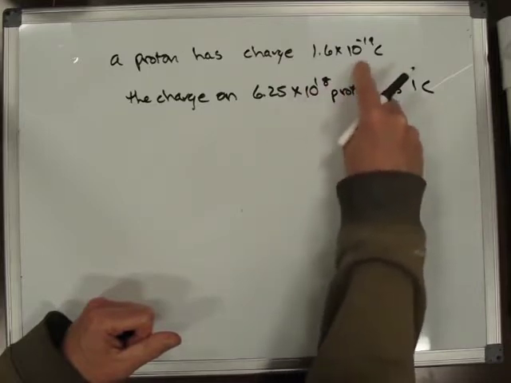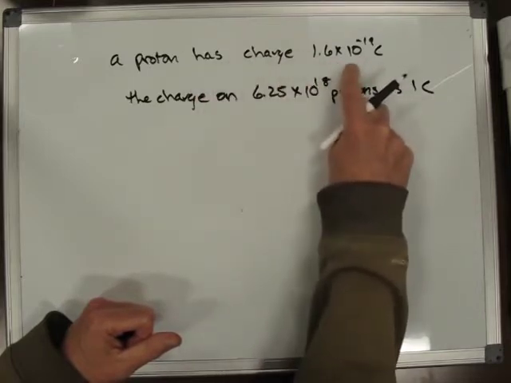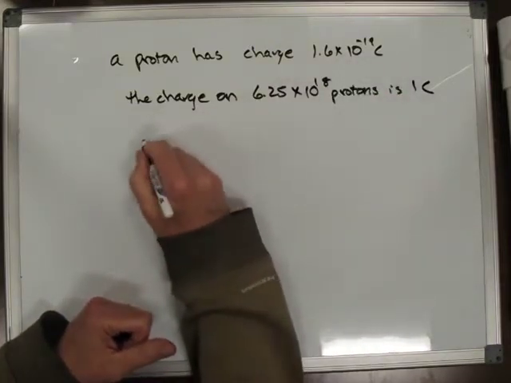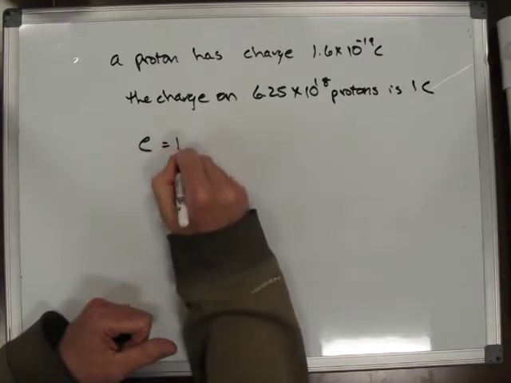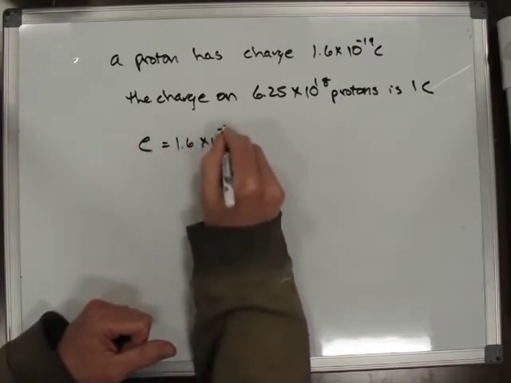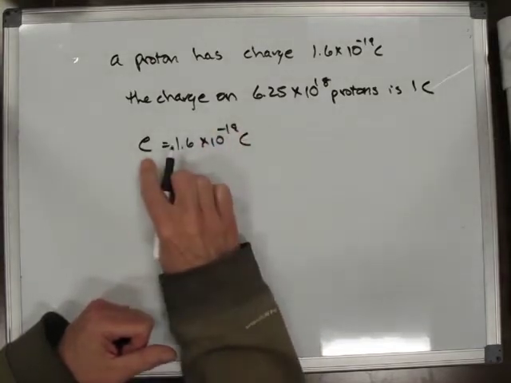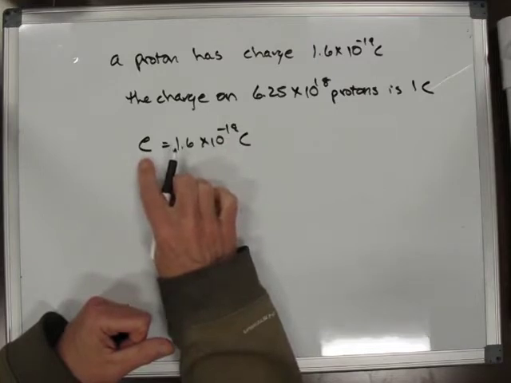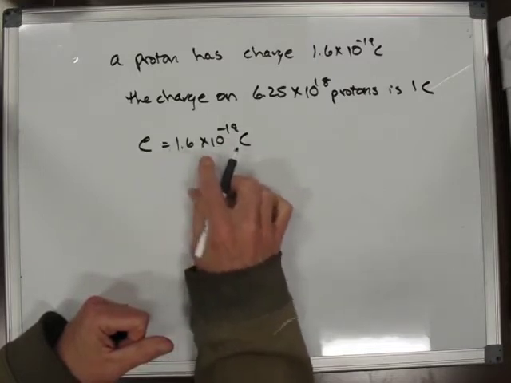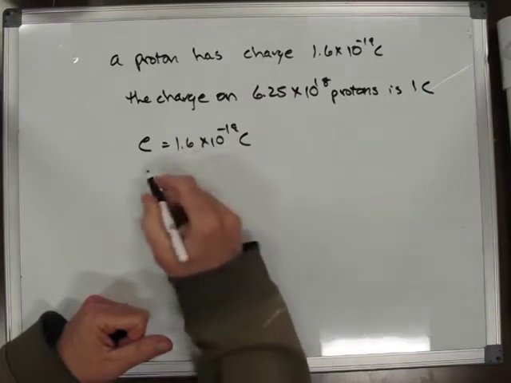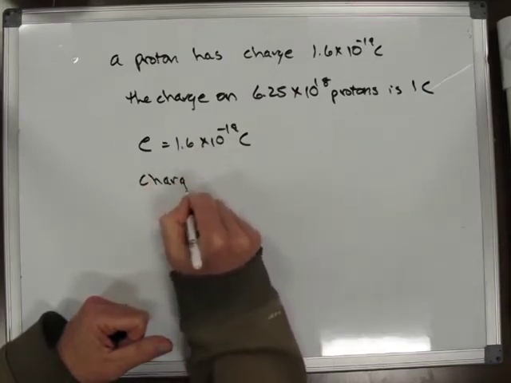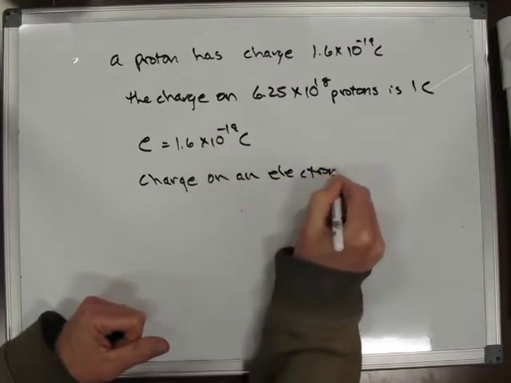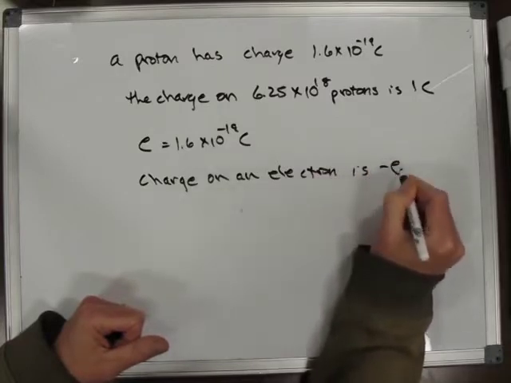And so if you invert that, you get this number, and so one proton has this many coulombs of charge. We give the quantity e, the charge, 1.6 times 10 to the minus 19th coulombs. That's the charge on either an electron or a proton. Notice it's positive, in the same way g equals 9.8 meters per second squared is positive. And so the charge on an electron is minus e.